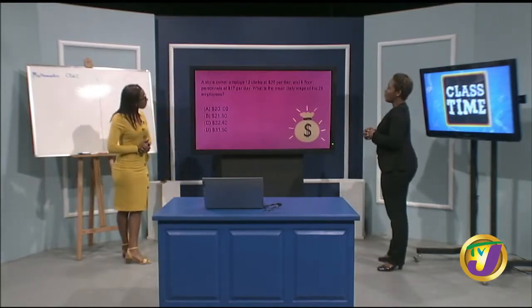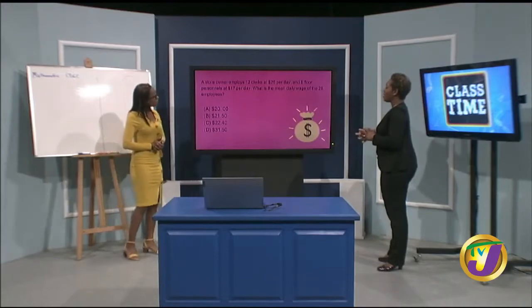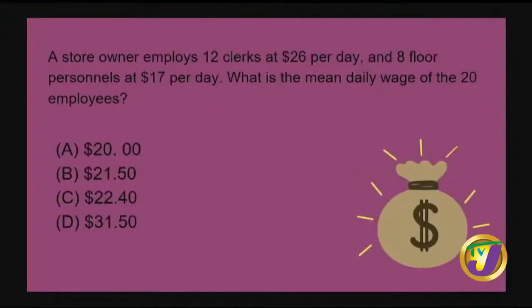A store owner employs 12 clerks at $26 per day and 8 floor personnel at $17 per day. What is the mean daily wage of the 20 employees? So we're back at mean. We have 12 clerks and they get $26 per day. So if I were to write this down, I would have $26 12 times.